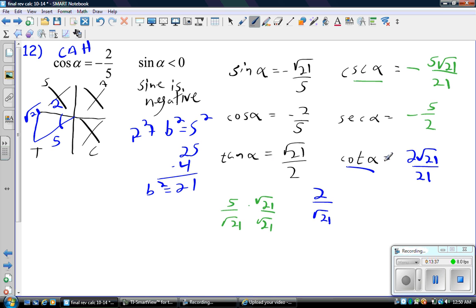Only the tangent and cotangent are positive because we're in the third quadrant. So again, the first thing was using the fact that the cosine was negative and that the sine was negative to figure out that I had to be in this quadrant. And then I just drew the triangle, figured out my missing side, and just started doing all the trig. So that's every value there.